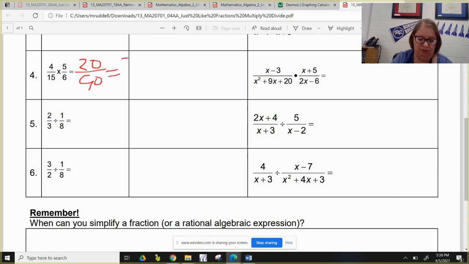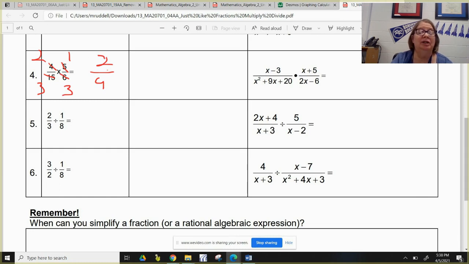And 20 over 90 reduces to 2/9. Now, with these smaller numbers, it really doesn't matter whether you multiply first or simplify first. Watch what happens if you simplify first. The 5 and the 15 both divide by 5. The 4 and the 6 both divide by 2. 2 times 1 is 2. 3 times 3 is 9.